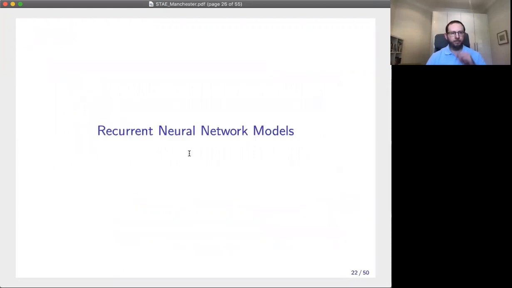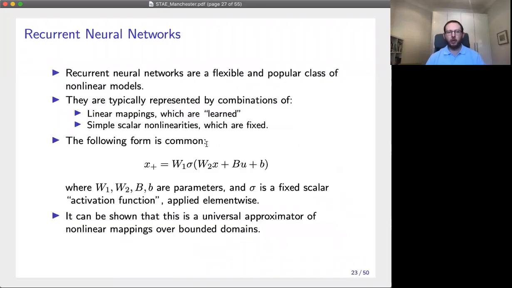Okay, so that was linear systems. Actually, a fairly small jump from linear systems is recurrent neural networks. So that's what I'll jump to next. Basically, if you're not familiar with recurrent neural networks, they're a very flexible and popular class of nonlinear models, which have seen a resurgence in popularity recently, although they've been around for a long time.